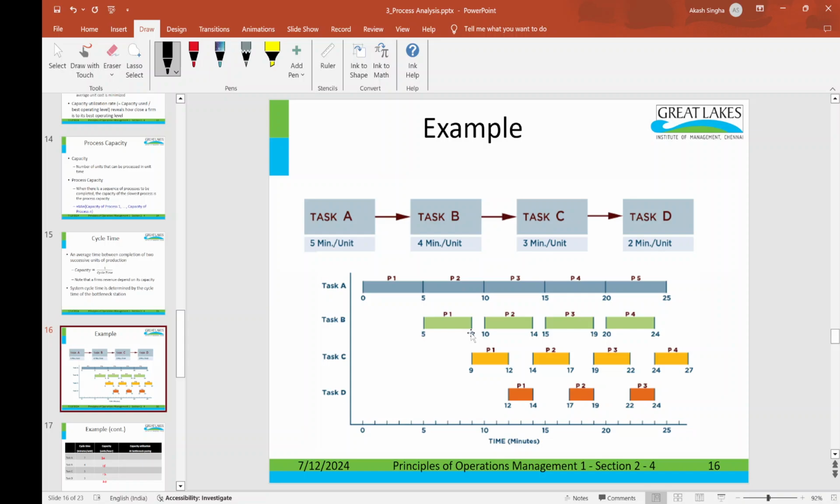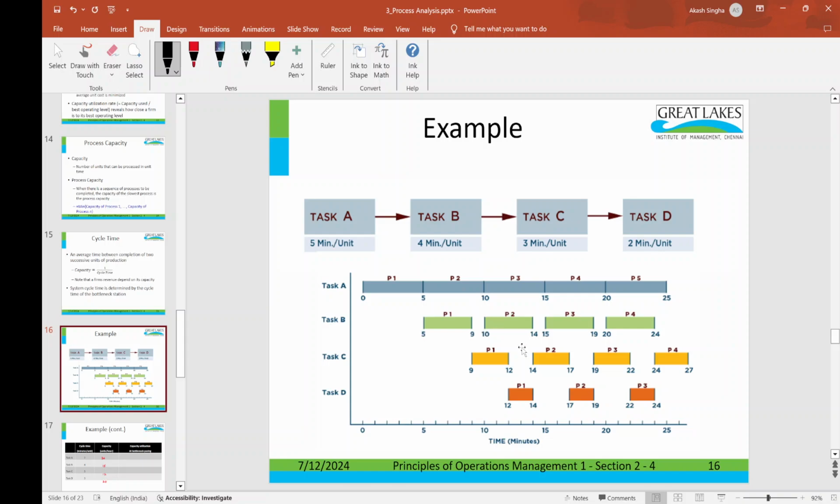But the next process will wait for P2 to complete task A, so it will start from 10. And at the 10th, it will again start, end at 14, and wait for A to complete, and the 15th, like this. So this 1 minute, this 2 minute, these are called idle time. Because of the previous process, task A is the bottleneck, the first task, we are seeing idle time only.